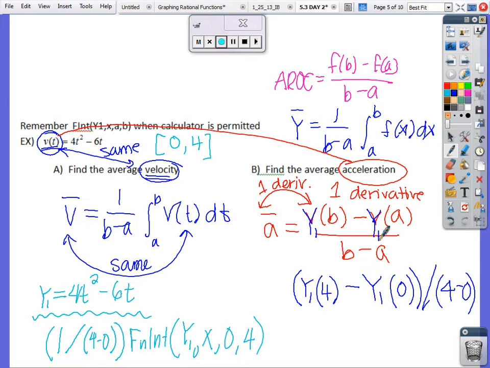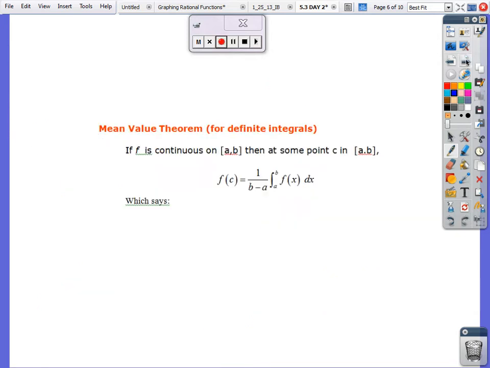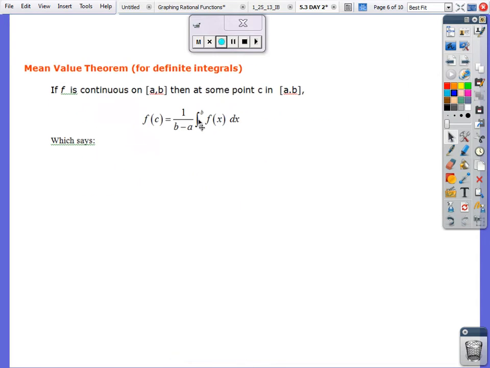In terms of remembering how to know which formula to use. Remember, if the function you're given and the average that you're trying to find are the same function, then you use average value. If the function you're given and the average that you're trying to find is a derivative away, then you use average rate of change. All right. And mean value theorem for definite integrals.